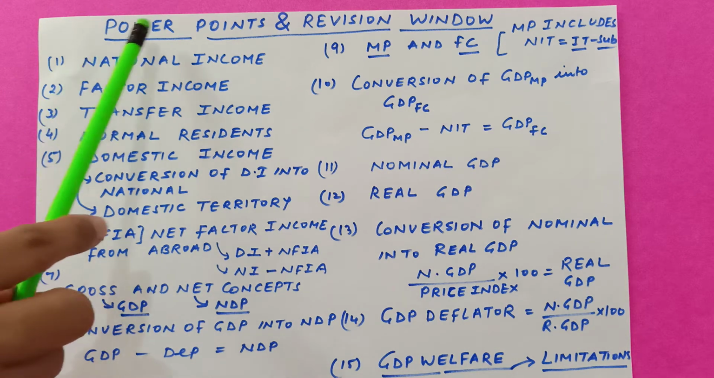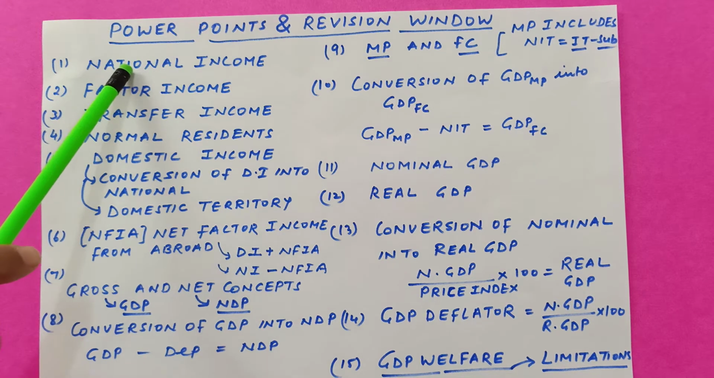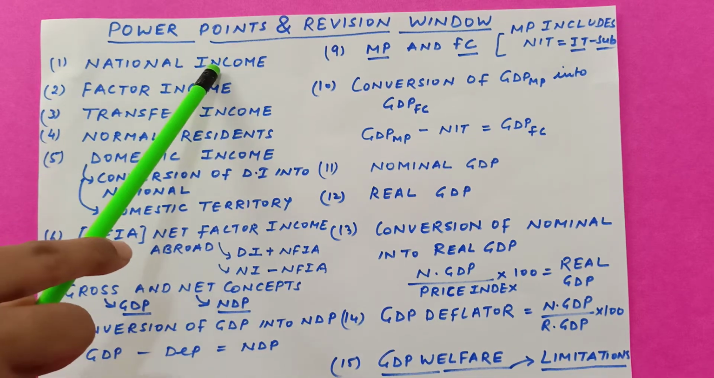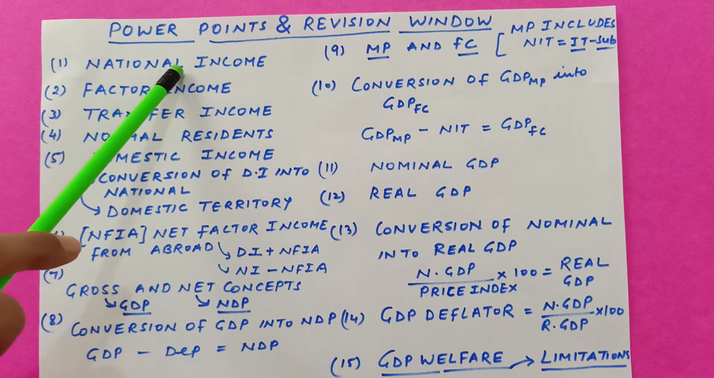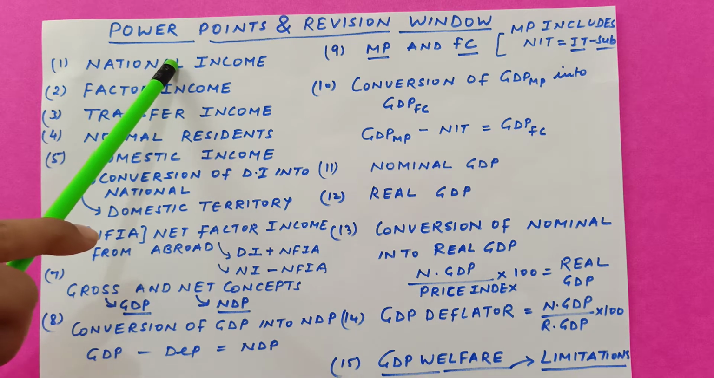Today we are going to study PowerPoint revision of chapter 3. In this chapter we are going to study national income. What is national income? It is the money value of all final goods and services produced in a country during an accounting year. It does not account for transfer income.